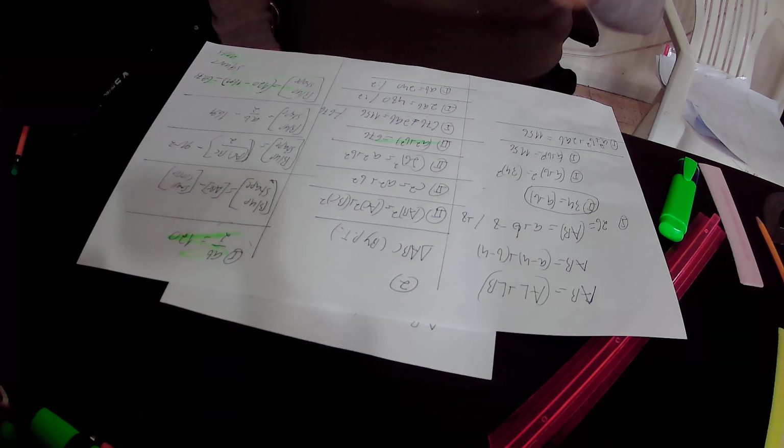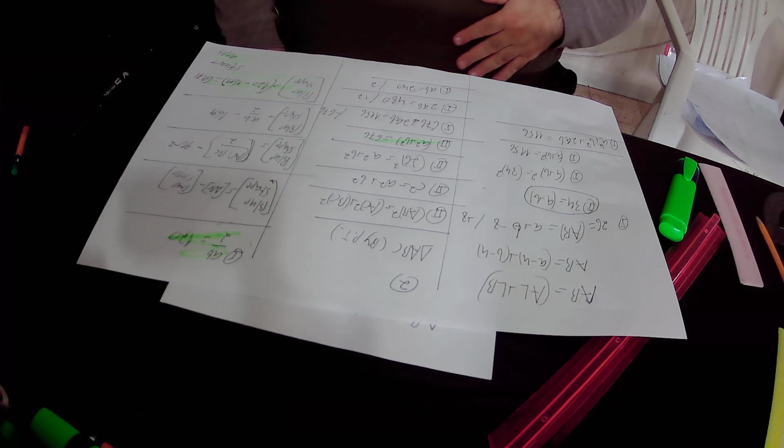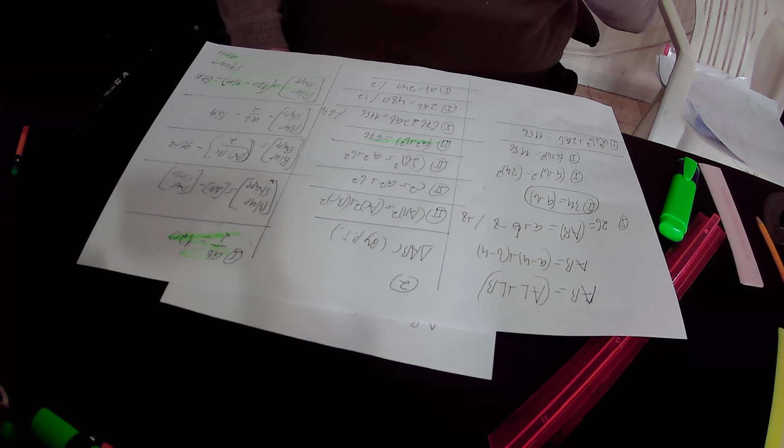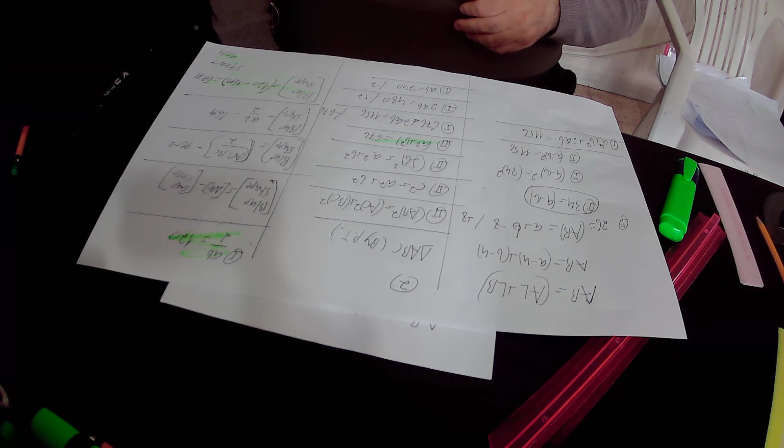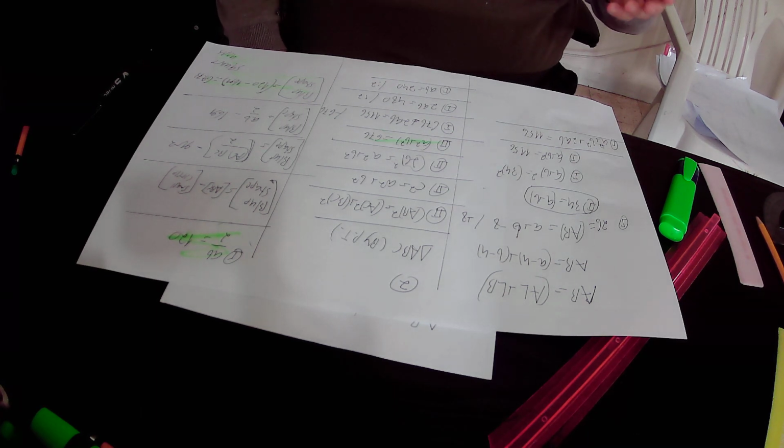C is 26, so C squared is 26 squared. So according to equation number 2, we found that 26 squared equals A squared plus B squared. So according to equation number 2, A squared plus B squared equals 26 squared, that is 676.